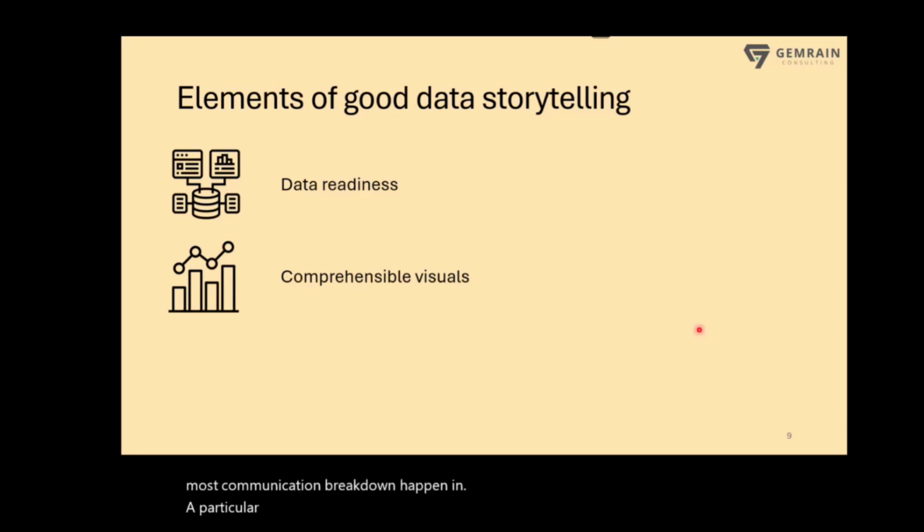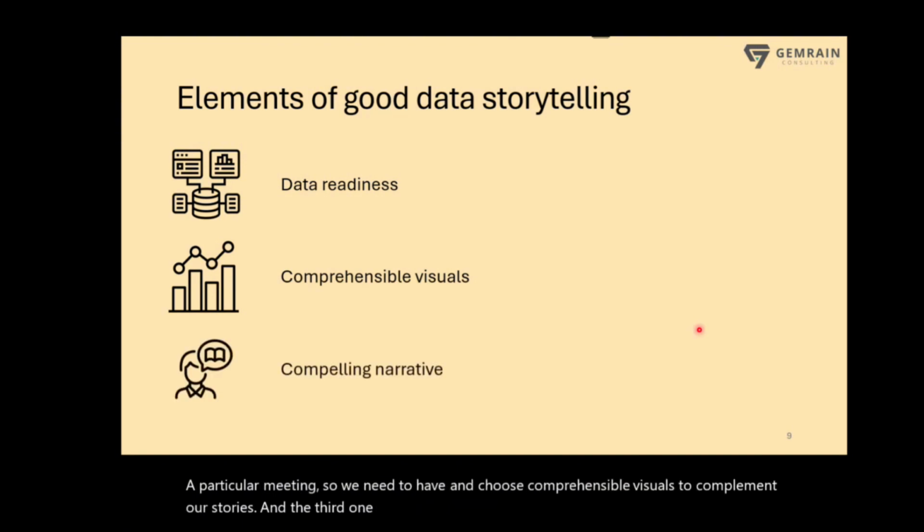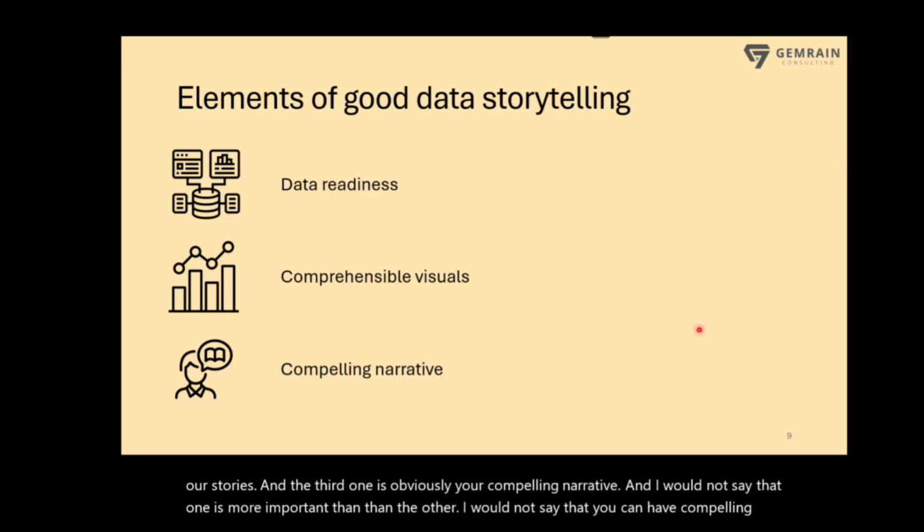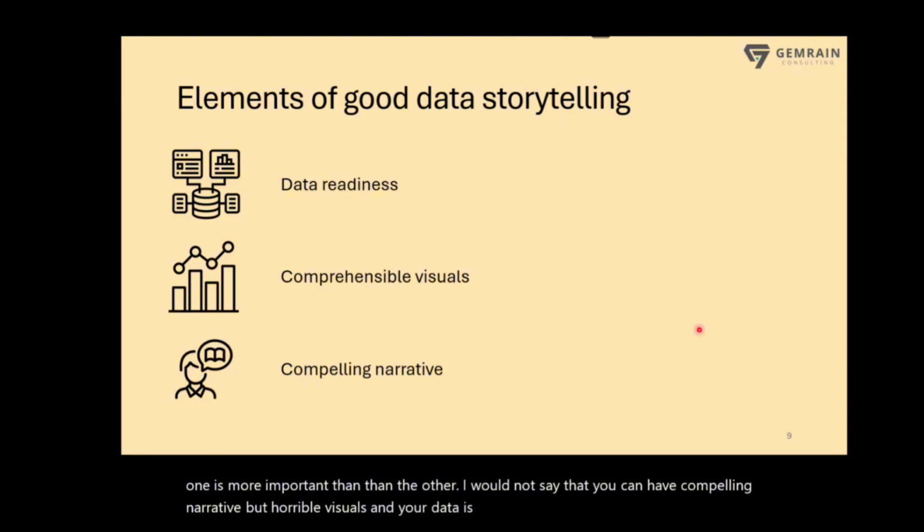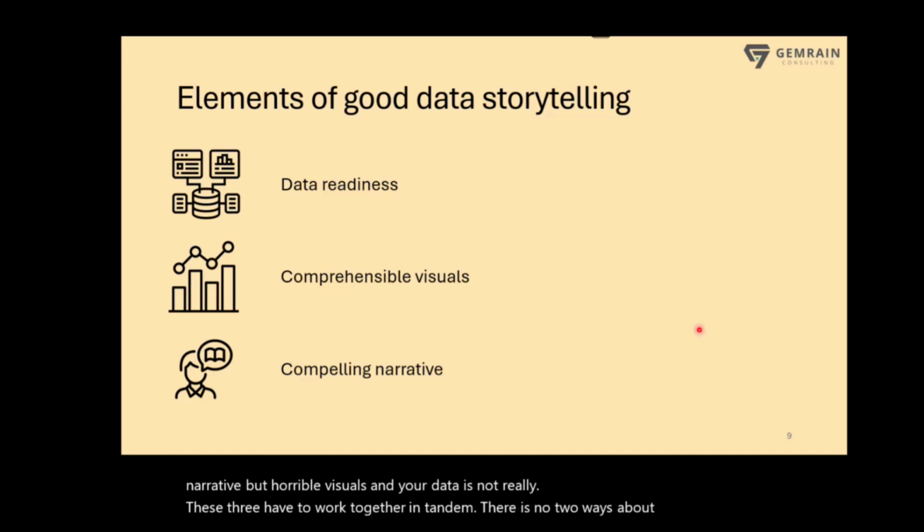So we need to choose comprehensible visuals to complement our stories. And the third one is obviously your compelling narrative. I would not say that one is more important than the other. I would not say that you can have a compelling narrative but horrible visuals and your data is not ready. These three have to work together in tandem. There is no two ways about it, right?